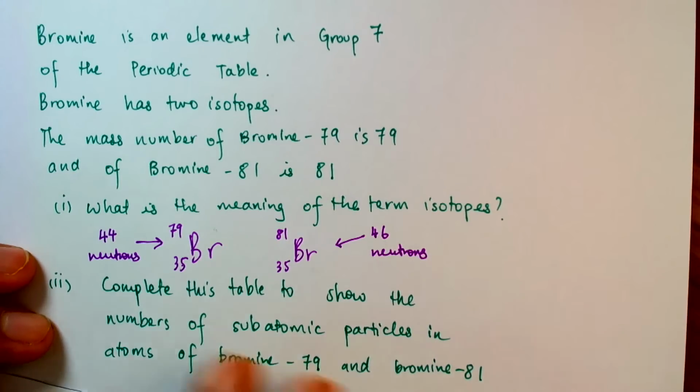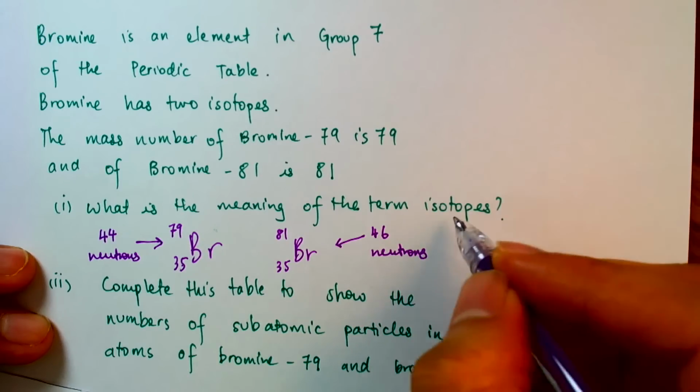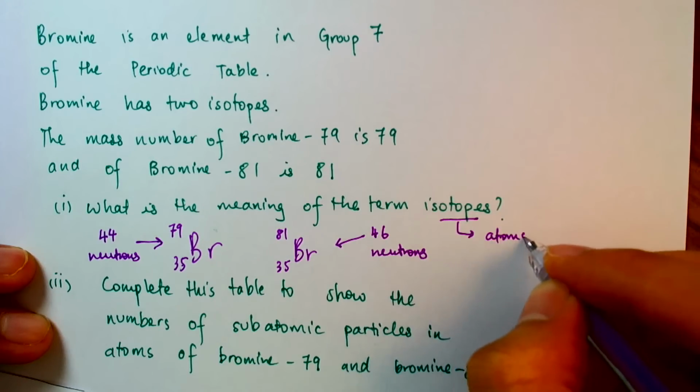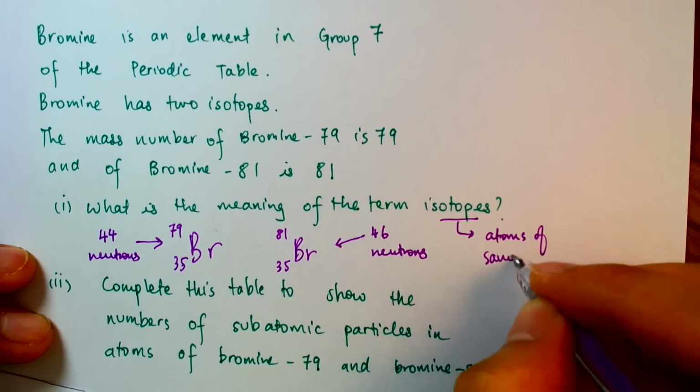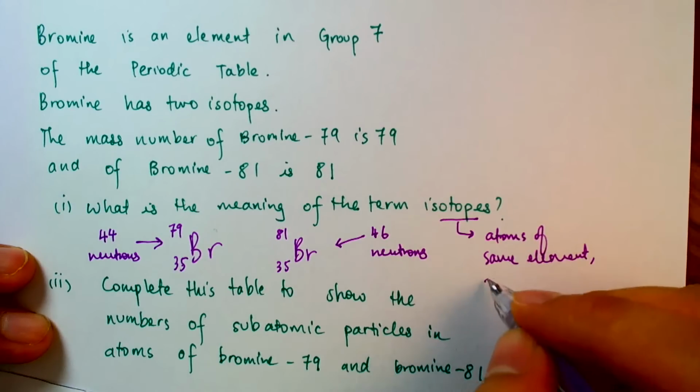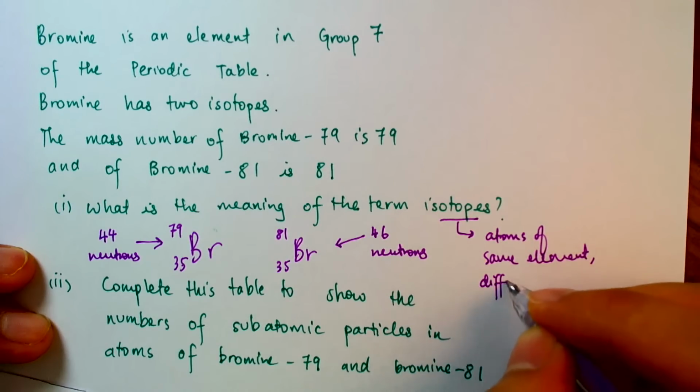So they're both the same element, but they have different numbers of neutrons. So isotopes mean atoms of the same element with differing numbers of neutrons.